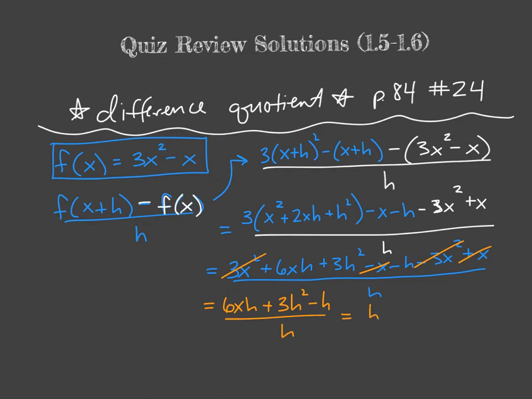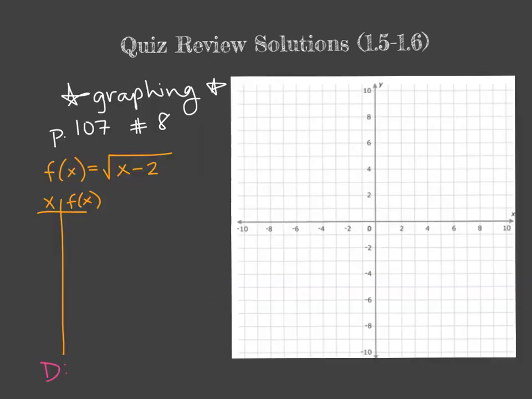When we factor out the h in the numerator, we're left with 6x plus 3h minus 1 all over h, and then the h's cancel. So our final answer is 6x plus 3h minus 1. Yes, kind of a weird idea, but again, it is a prerequisite for finding a derivative in calculus.